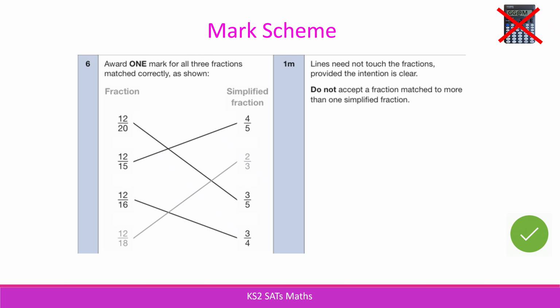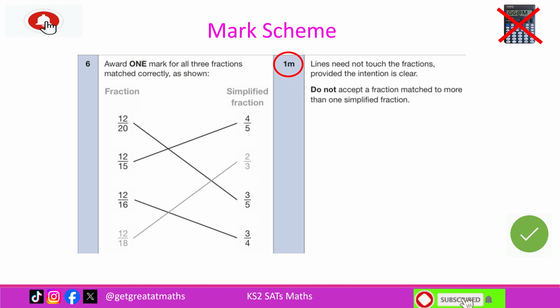The mark scheme on this question shows how the fractions should be matched up. It does say 1n, which means 1 method mark. It says do not accept fractions that are matched to more than one fraction. So for example, if you had this top fraction and it came down here or came across there, if it does both of those, then it would not give you the mark.